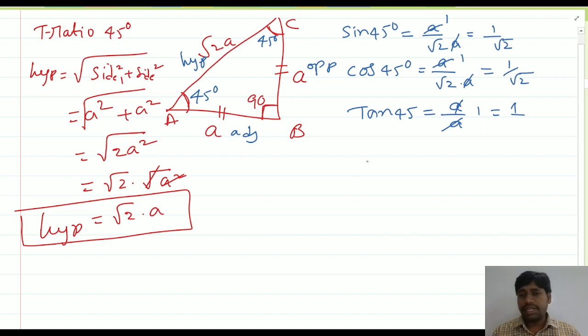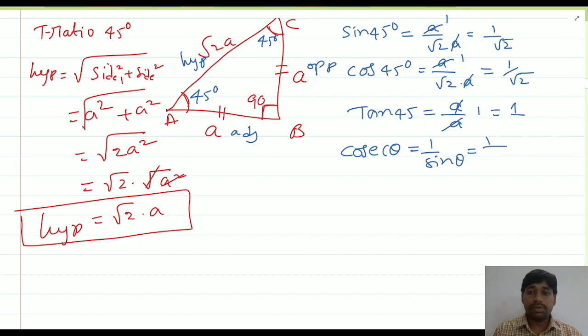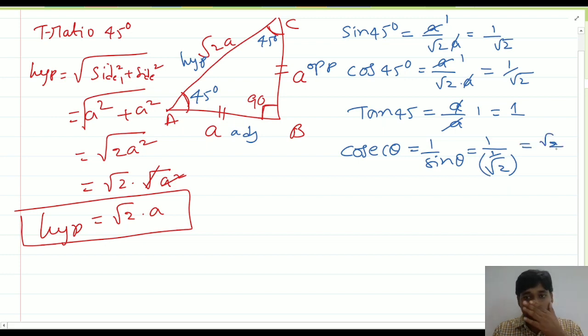If you want the remaining trigonometric ratios, cosec theta is equal to 1 by sin theta, so that is 1 by 1 by root 2. One in the denominator with the 1 by root 2, so simply it is called root 2 by 1. It is root 2.